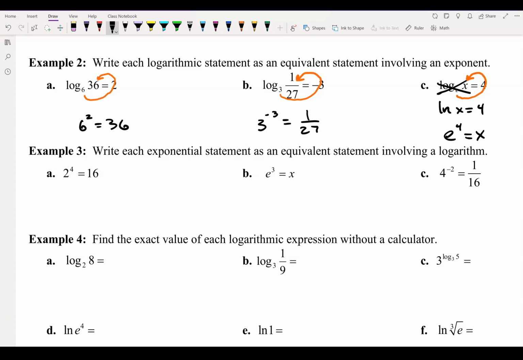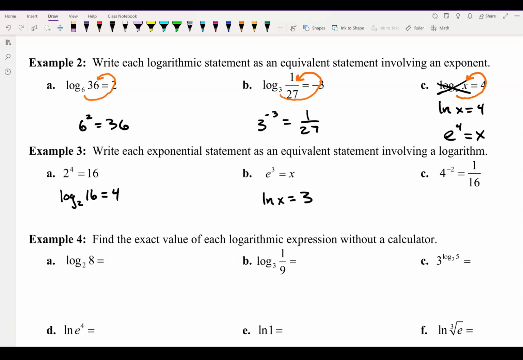In example 3, we're going to write each exponential statement as an equivalent statement involving a logarithm. Here we have a base of 2, so we're going to write log base 2 of 16, which gives us 4, since we raise 2 to the 4th power. You can double check that again if you want. The next one, we have e as the base, so we're going to say ln. The ln of x is equal to 3. This is the exponent that e has to be raised to give us that.